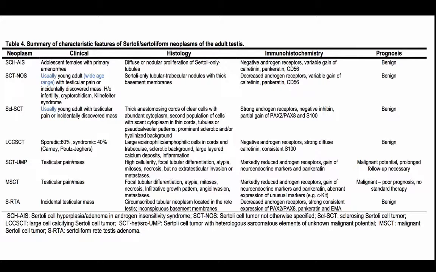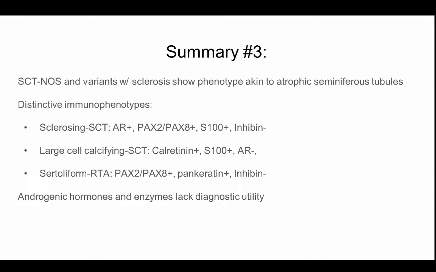This is just summarizing, putting all these findings together. I'm not going to go over it. So to summarize at the end, Sertoli cell tumor and its variants with sclerosis show a phenotype akin to atrophic seminiferous tubules. The three distinct immunophenotypes we found for these lesions were sclerosing Sertoli cell tumor, large cell calcifying, and rete testis adenoma, with sclerosing Sertoli cell tumor being the most unique. Outside of the androgen receptor, none of the androgenic hormones or enzymes in this case were really diagnostically useful.